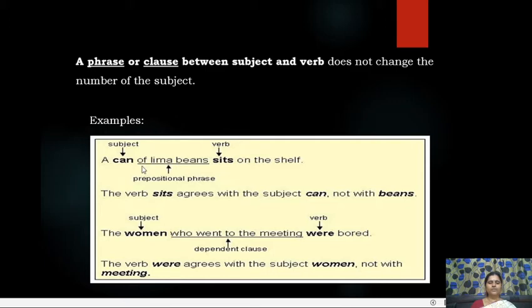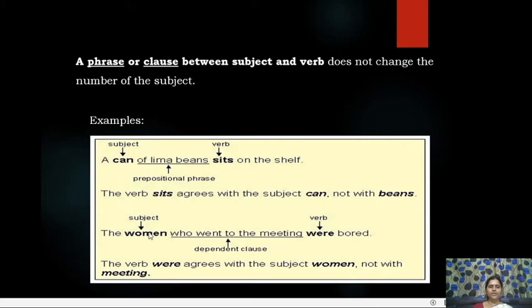This has nothing to do with the subject. The main subject of the sentence is can. The verb we use in the sentence should agree with this subject, can, not with the additional information we are providing. Here can is singular and the verb is also singular. The verb sits agrees with the subject can, not with beans, because beans is not the subject. To help you understand which can we are referring to, we have given additional information: of lima beans.